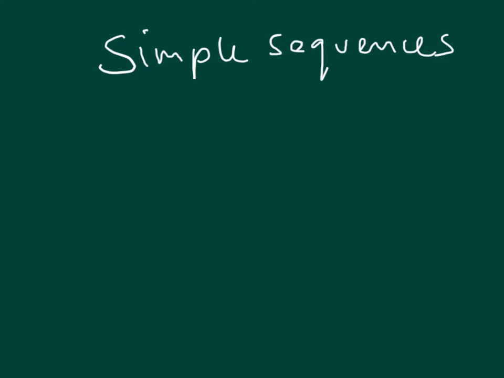In this short video, we'll look at simple sequences. So the simplest sequence of all is the counting numbers: 1, 2, 3, 4, 5, and so on. They form a pattern, and they're going up in ones. So if you look at the difference, every time we're adding on 1 to get to the next term.